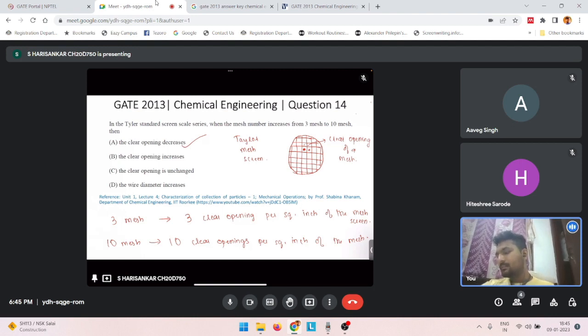But if they mentioned the number of clear openings decreases or increases, it's definitely option B, because as the mesh size increases, the number of clear openings increases. But here, I think they have meant it as the area of the clear opening, or basically clear opening means the area of the opening. So because of that, the clear opening here decreases when the mesh size moves from 3 to 10. But the other way is also right if they have mentioned the number of openings. So that is a good observation.